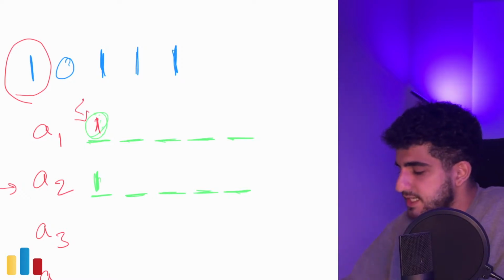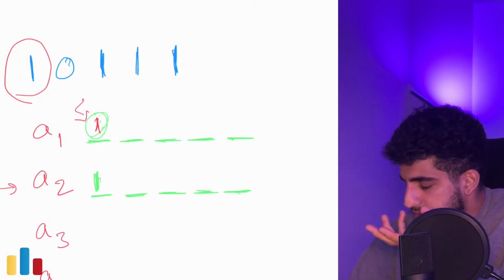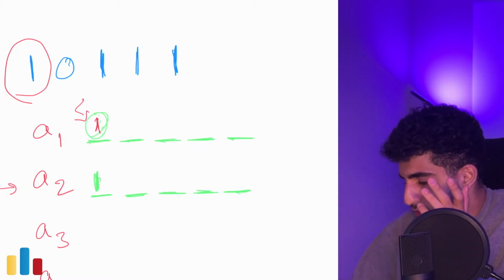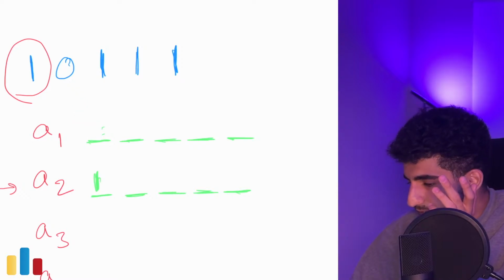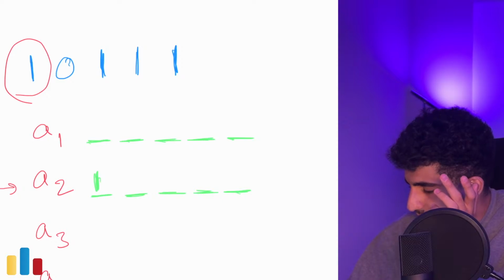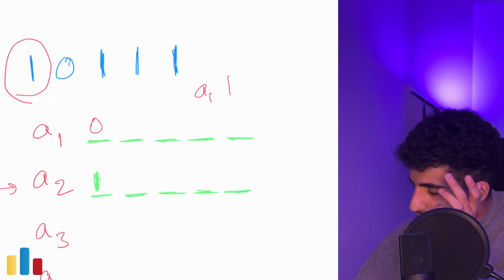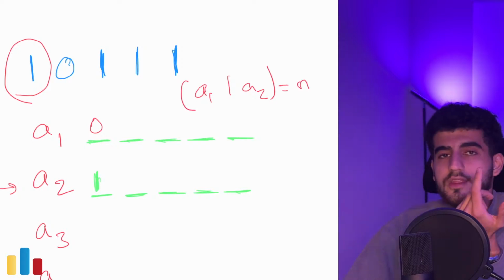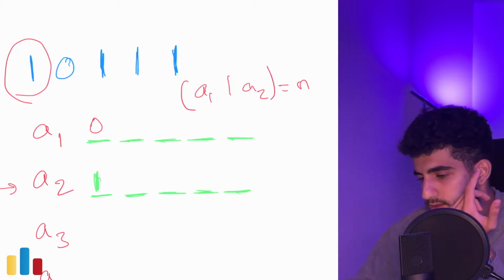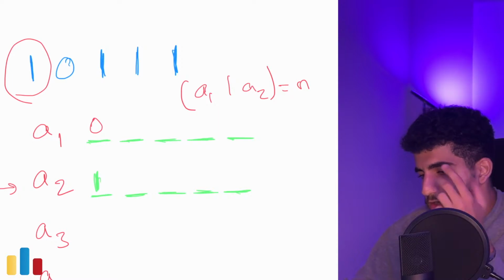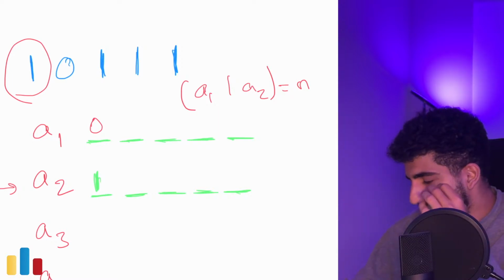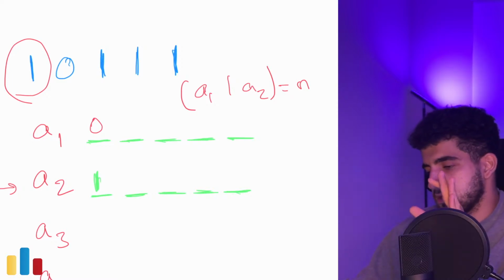Okay, so the first case is that if in A1 this bit is 1, in A2 this bit should be 1 as well. Second, if in A1 this bit is 0, because A1 or A2 should be equal to n, then in A2 this bit should be 1. Right? So I'm saying that in A2 the most significant bit of n should be on.